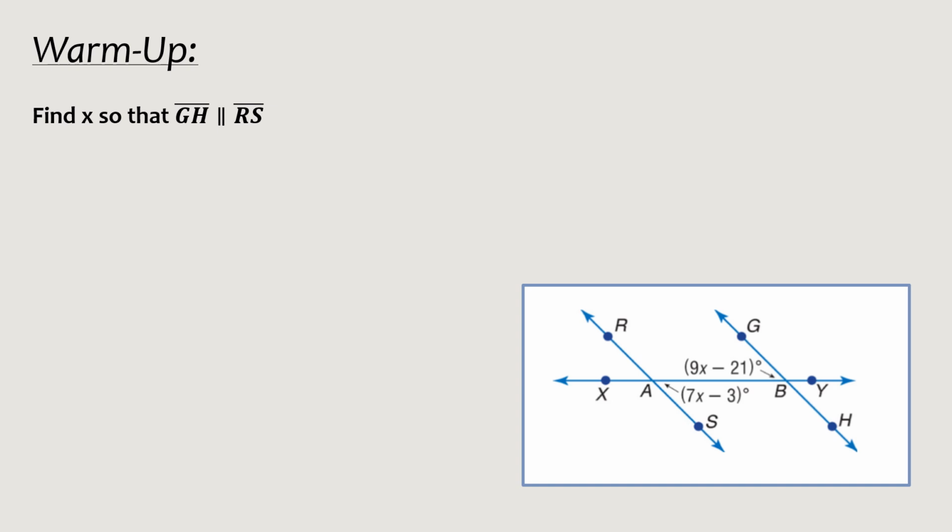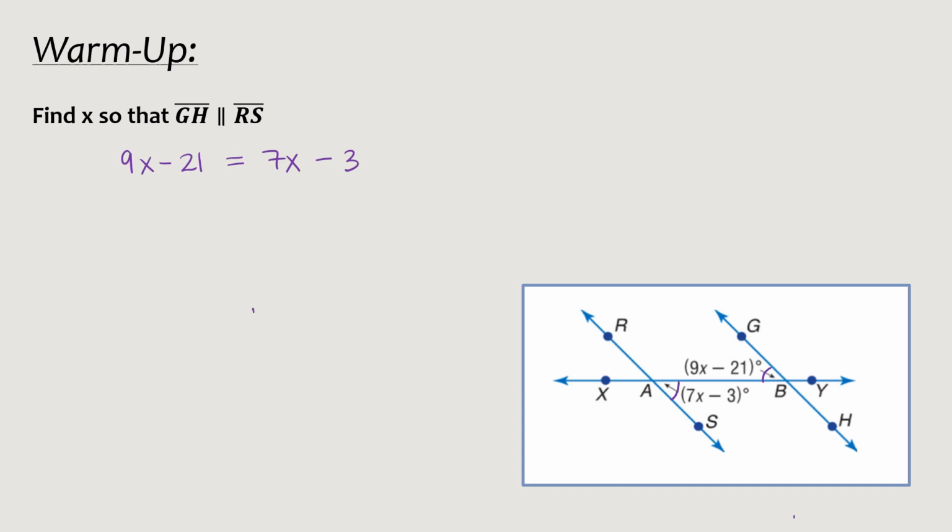Our two angles that we have measures for in our diagram are classified as alternate interior angles. Now we're asked to find x so that these two segments are parallel. Therefore, our alternate interior angles, we want them to be congruent. So we're going to go ahead and set them to be congruent. So I'm going to go ahead and write that their measures are equal. 9x minus 21 equals 7x minus 3.